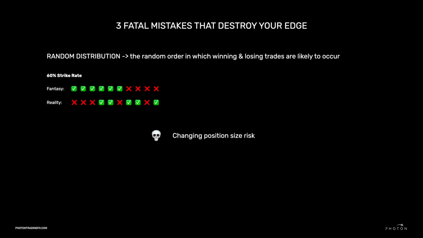So the first of those is changing position size risk on each trade. This is where traders pick and choose different levels of risk on individual trades. So they might risk 1% on one trade, then on the next trade, they start to have a really good feeling about it. They feel overcertain because they think they know what's going to happen next. So they decide to risk 3% on it instead of just strictly sticking to 1% risk per trade continuously.